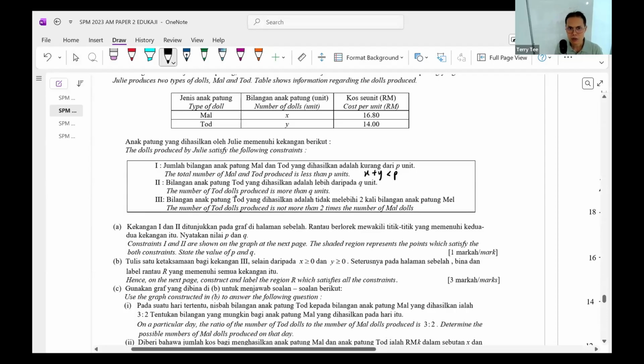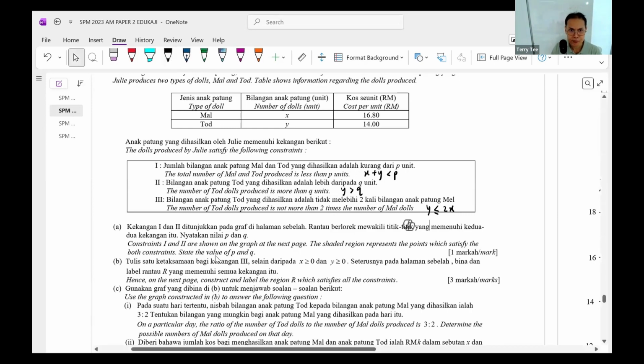Okay, number of Todd dolls produced is more than Q. Todd is Y, right? Y more than Q. So, okay, then the number of Todd doll produced is not more than 2 times of X. But not more means less equals. It can be equal. It cannot be more than. Yeah, so it's less equals. But the first one, less than, you don't put equals. Less than and does not exceed are two different things. Less than is just one single, no equal sign. Okay, so we write all this first.